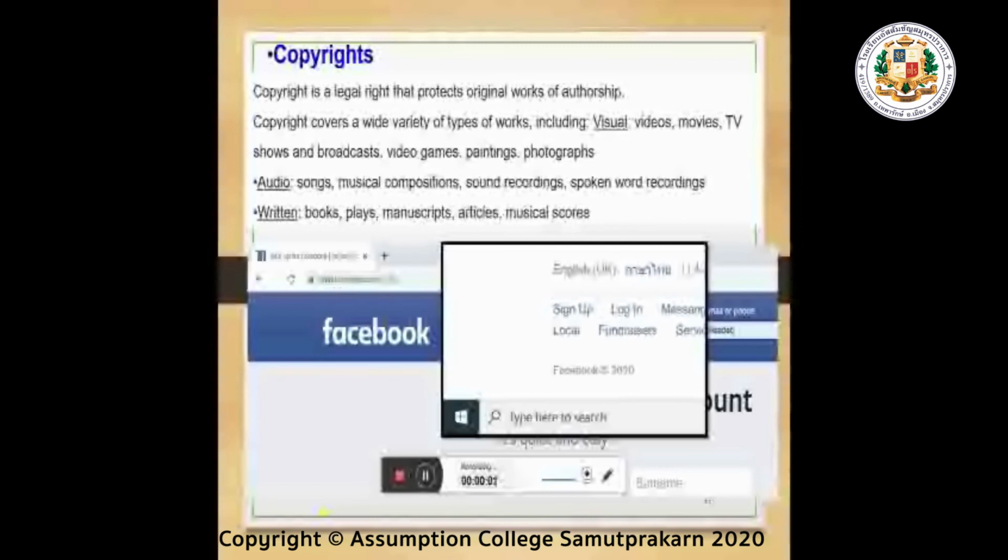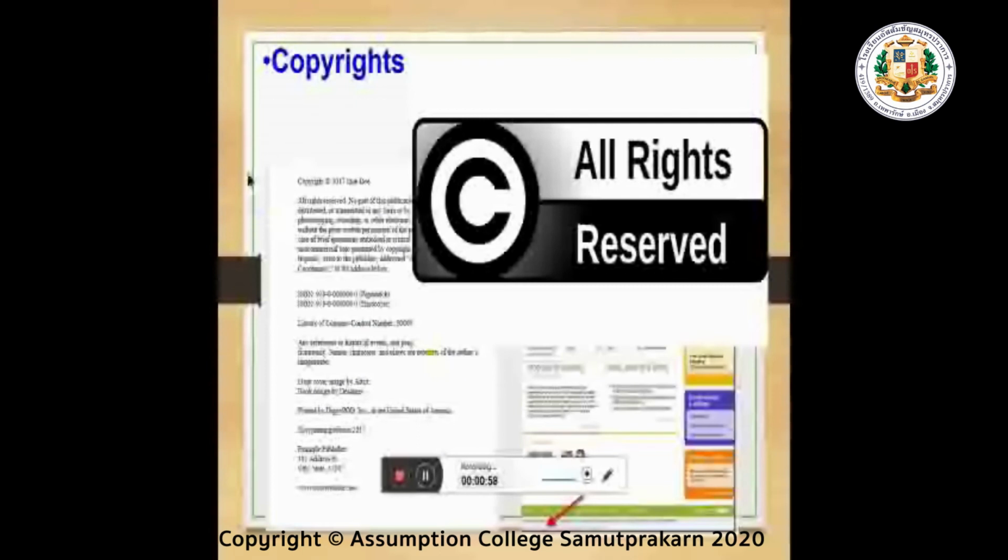For example, the website Facebook. If you visit the Facebook website, you will see at the bottom left the word Facebook and then the copyright symbol and 2020. That means that the Facebook website is protected with its legal rights, or copyrights. You will see also in some books like this the copyright symbol and the year when it was published. That's the copyright of some books and magazines or articles that you will see.